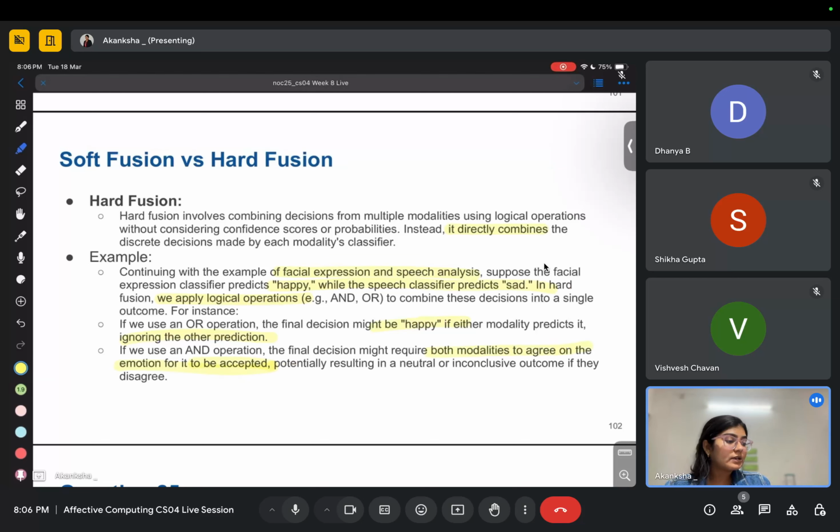So both modalities must agree on the emotion for it to be accepted, potentially resulting in a neutral or inconclusive outcome. Means, if let's say three of them are saying happiness, that means the true label will be happiness. But if one is saying sadness, then it won't give any result. It will say I'm not sure. Okay, so I'm not sure means it won't give us a decision. So this is hard fusion, and the other one was soft fusion.